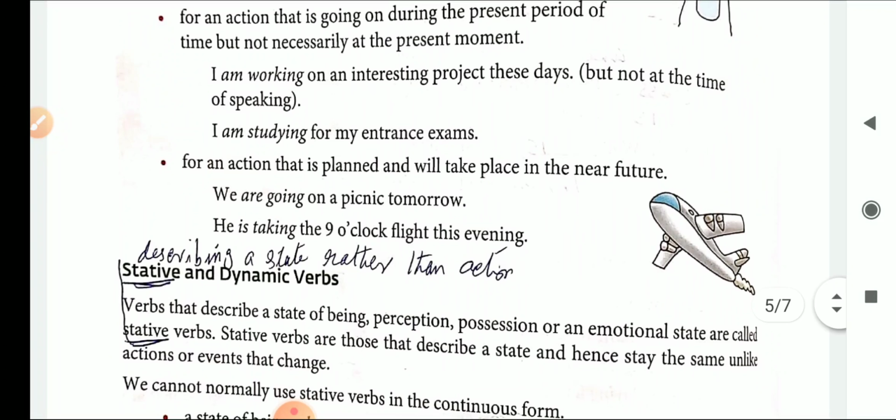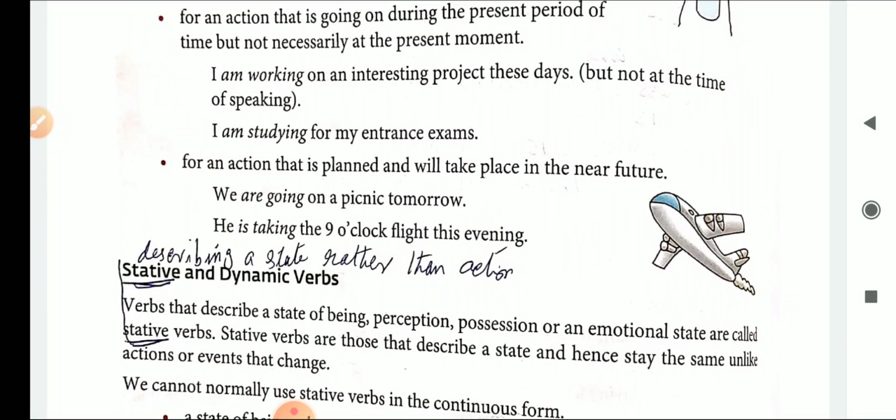For an action that is planned and will take place in the near future. So it does the function of the future tense. We are going on a picnic tomorrow. So "are going" is a special usage in the present continuous tense, but the action is in the future, not happening now. The picnic is going to happen tomorrow.